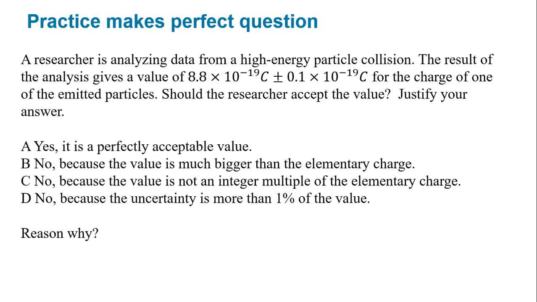Practice makes perfect question again. So again, you're going to try it on your own after I read it and see if you're right. A researcher is analyzing data from a high energy particle collision. The result of that analysis gives a value of 8.8 times 10 to the negative 19th coulomb plus or minus 0.1 times 10 to the negative 19th coulomb for the charge of one of the emitted particles. Should the researcher accept the value? Justify your answer. Yes, perfectly acceptable.